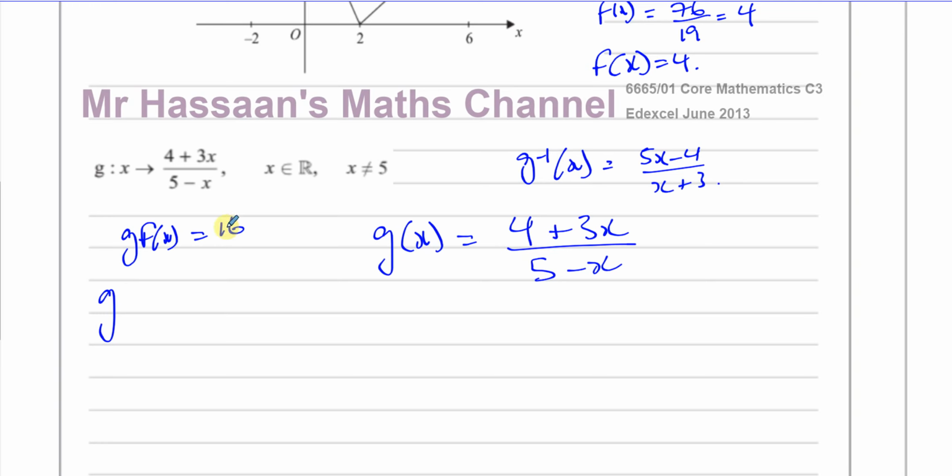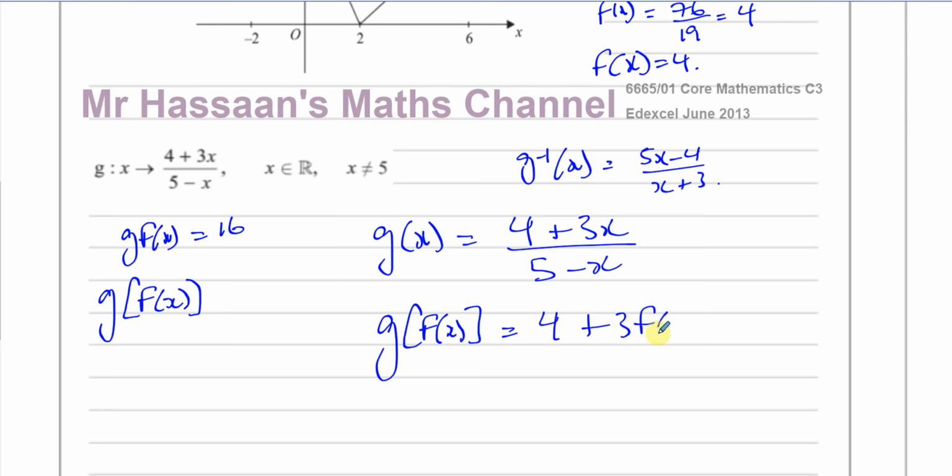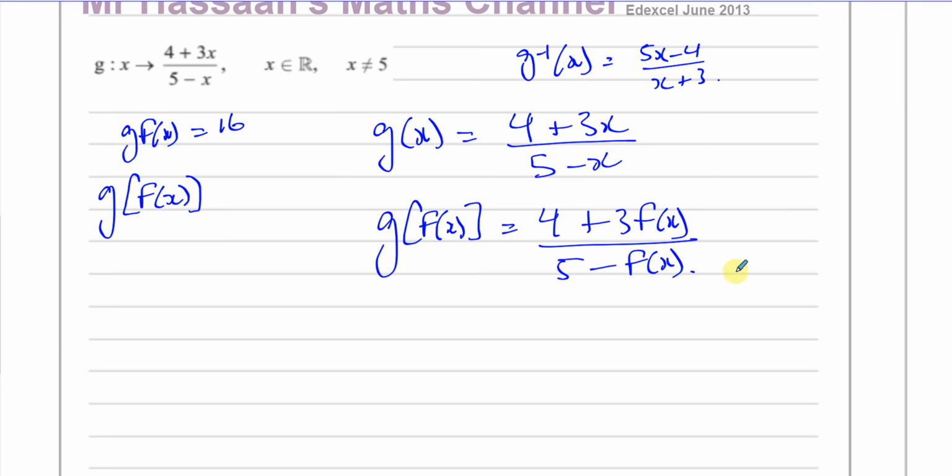He said, if we want to find g f of x, let's substitute the function f of x into g. And how would you do that? Well, you'd substitute it into this expression here. So g x equals g f of x. Just replace the x with f of x in this function. So you have 4 plus 3 times f of x over 5 minus f of x. Then it says g f of x equals 16, so make this whole thing equal 16. So we now have an equation: 4 plus 3 times f of x over 5 minus f of x equals 16.